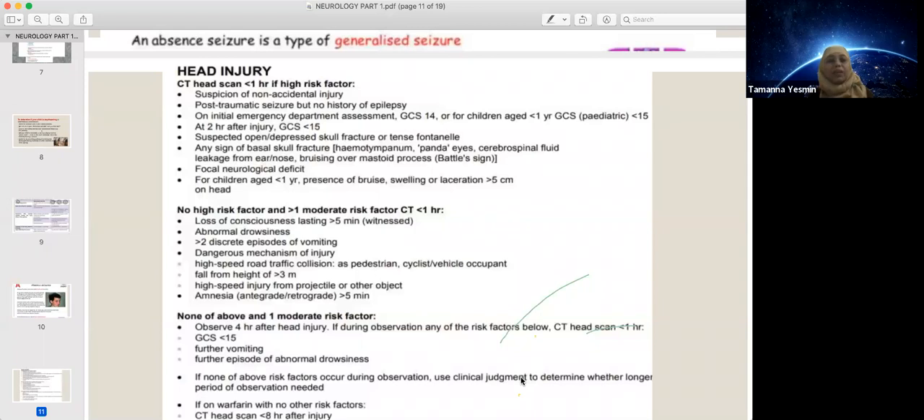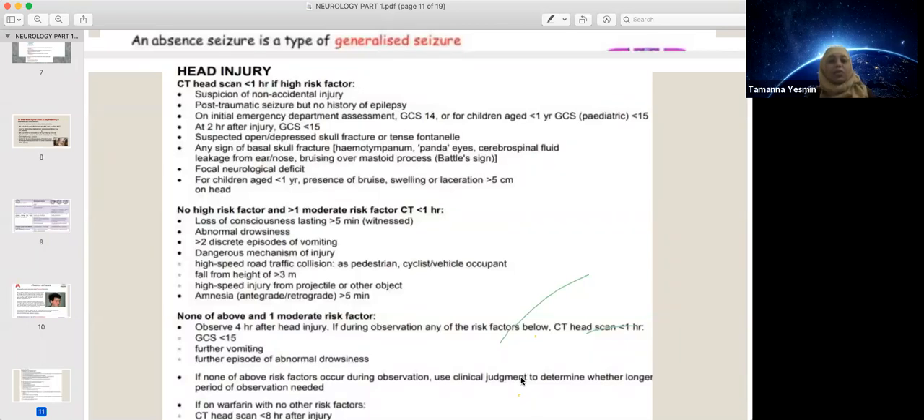If there is any panda eye or hemotympanum or CSF leakage or bruising on the mastoid, that is called Battle sign, we have to do it, because these are the signs of a base of skull injury. Then if there is any focal neurological sign, suppose facial nerve palsy or third nerve palsy or sixth nerve palsy or arm or leg palsy, you have to do a CT scan urgently.